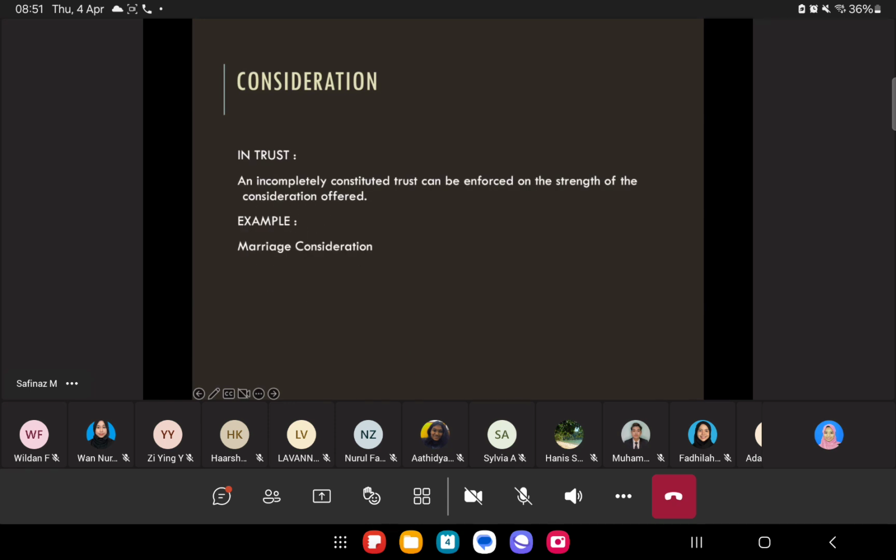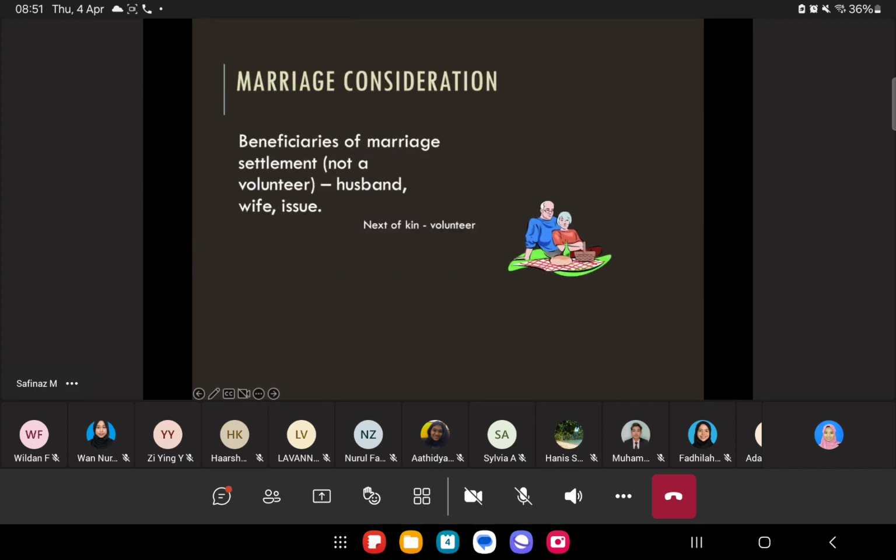In trust, an incompletely constituted trust can be enforced on the strength of the consideration offered. For example, as I said earlier, marriage consideration. Beneficiaries of a marriage settlement are not volunteers. So who are the beneficiaries of a marriage settlement? Husband, wife, issue. Issue means children. Next of kin is not considered, does not fall within the ambit of beneficiaries of a marriage settlement. Therefore, they are considered as volunteers. So if they are volunteers, the trust must be completely constituted.